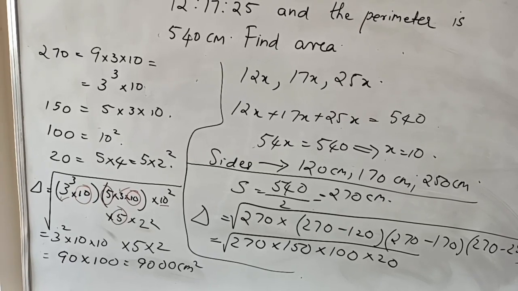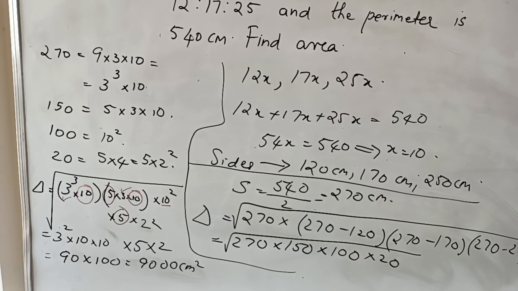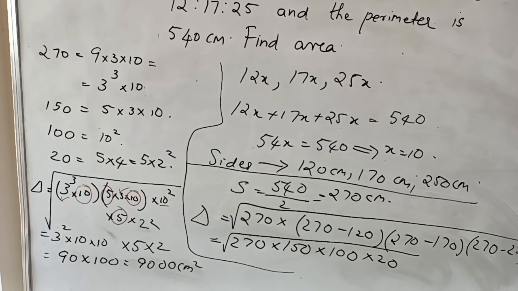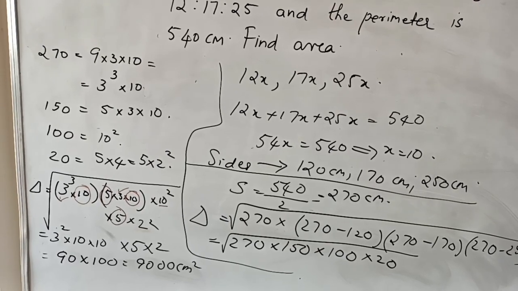So I will be getting 10 into 10. 2 5s, 5 comes out and there's a 2 square inside the square root, so a 2 comes out. And the final answer is 9000 centimeter square.